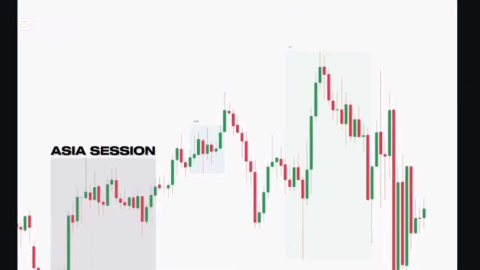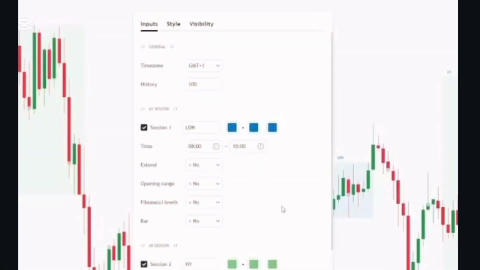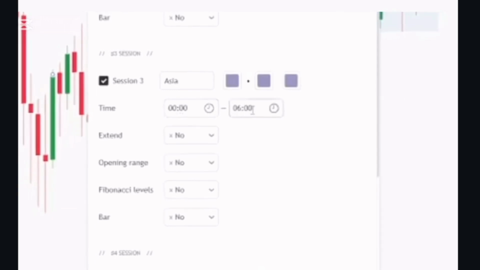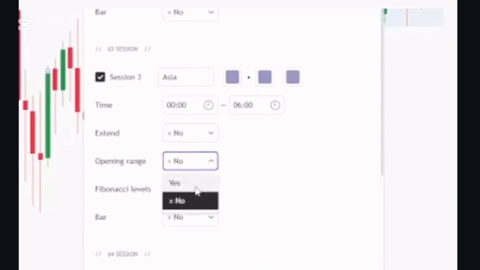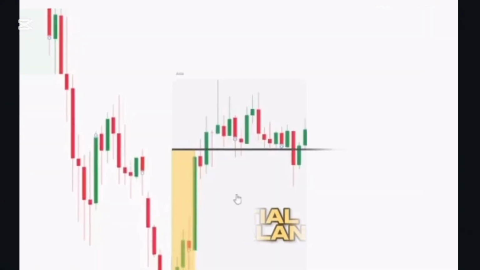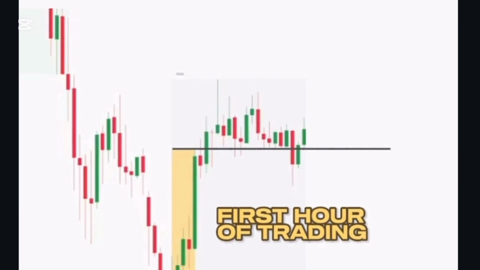The Asia session the same way again, once you start using this TradingView indicator. Now, first of all, you need to download the sessions indicator, and then you need to open up the settings and go to your Asia session. For me is midnight to 6 a.m. British Standard Time. And where it says opening range, click to yes, scroll down to the opening range settings, and make sure the period in minutes is 60. Click OK, and this is your initial balance, which is the first opening range of the Asia session, the first hour of the trading day.